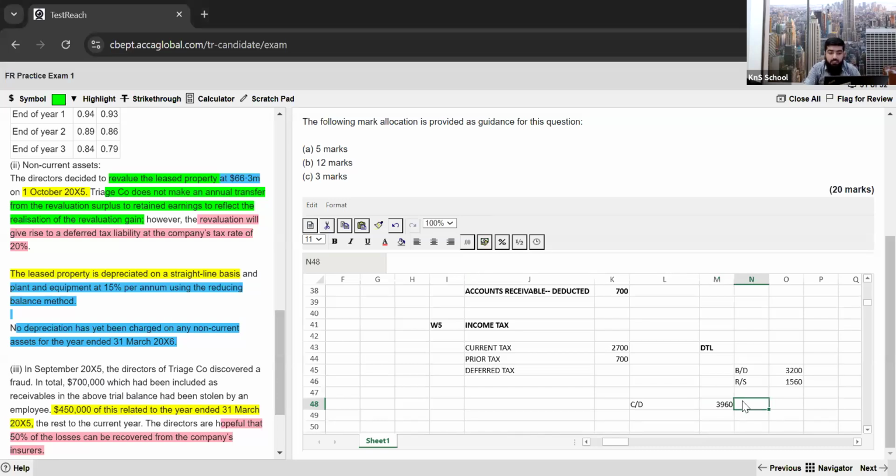So whenever the examiners ask you to calculate the deferred tax liabilities closing balance, remember there will be two things: number one, the other taxable temporary difference, as well as the deferred tax on revaluation surplus. That's why in order to calculate the closing balance, I have taken the deferred tax on the other taxable temporary difference, that is 12,000, and then I have also calculated the deferred tax on the revaluation surplus.